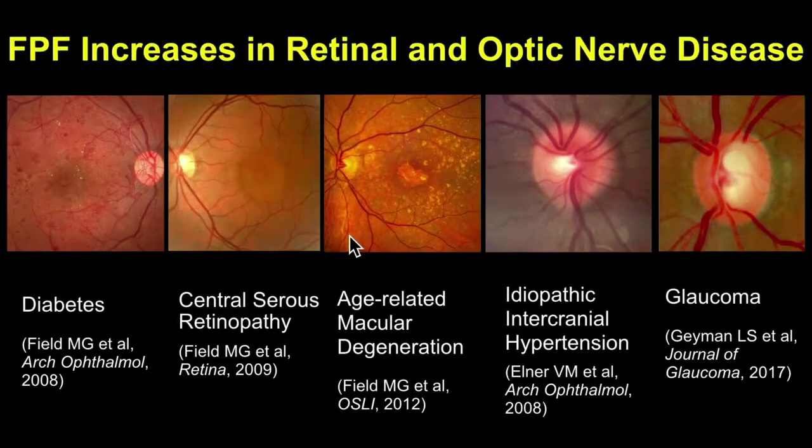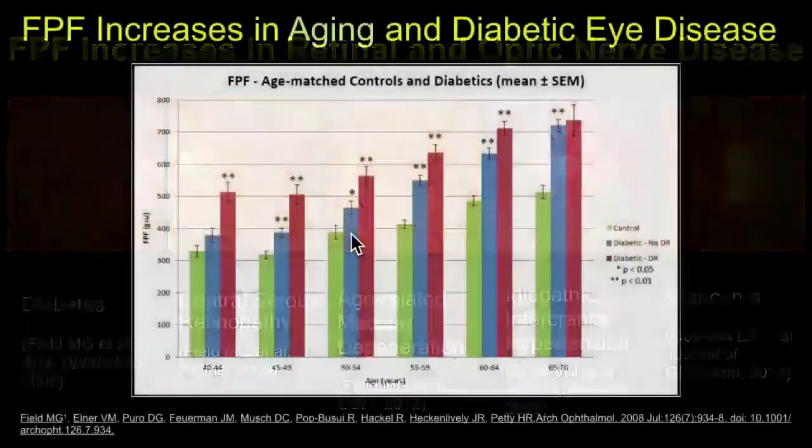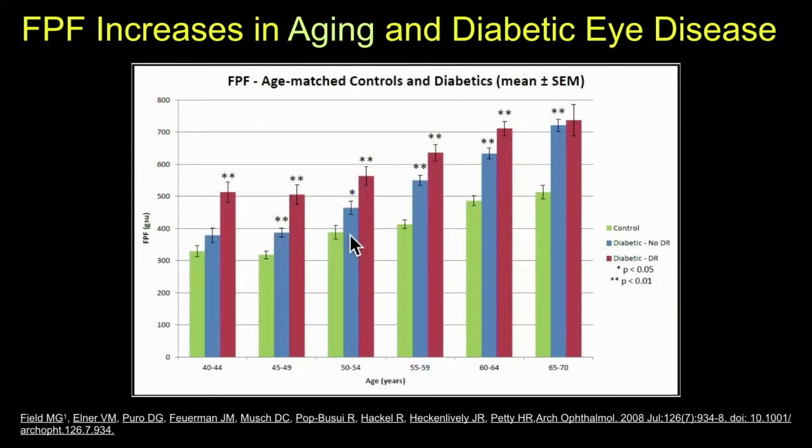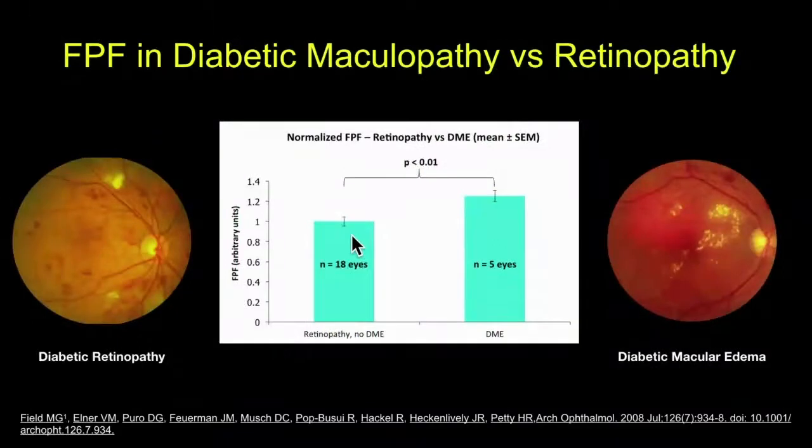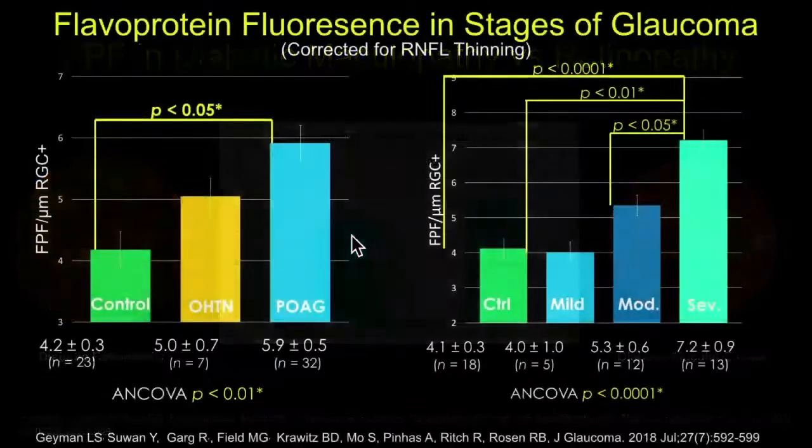Flavoprotein fluorescence has been shown to be increased in a number of papers in diabetes, central serous retinopathy, age-related macular degeneration, idiopathic intracranial hypertension, and most recently glaucoma. Looking at age-matched controls, you can see that diabetics and patients with diabetic retinopathy have increased levels of flavoprotein fluorescence. And in fact, patients with diabetic macular edema have even higher levels than their cohort with diabetic retinopathy.